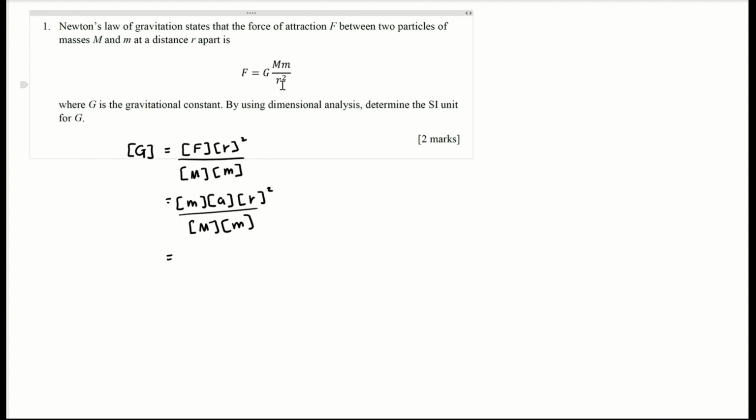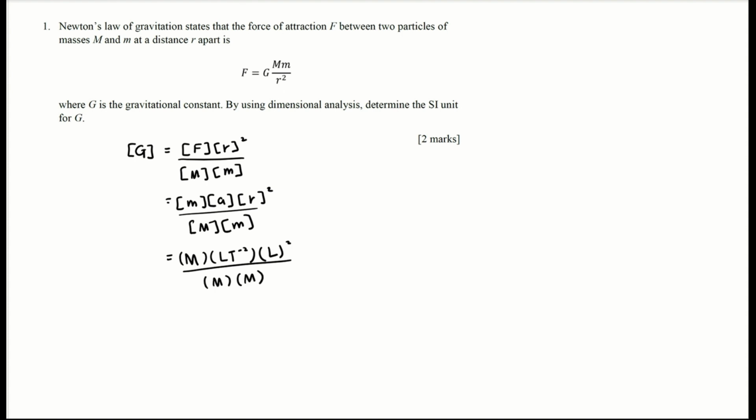Okay, so now dimension of mass is capital M, and then dimension for acceleration is LT negative 2, remember, and R is the distance, alright, so L squared, the dimension, and then the mass below we have capital M times capital M. Dimension untuk mass adalah capital M. So, mana yang you boleh cancel out, then you can cancel out lah. So, kita ada M dengan M.